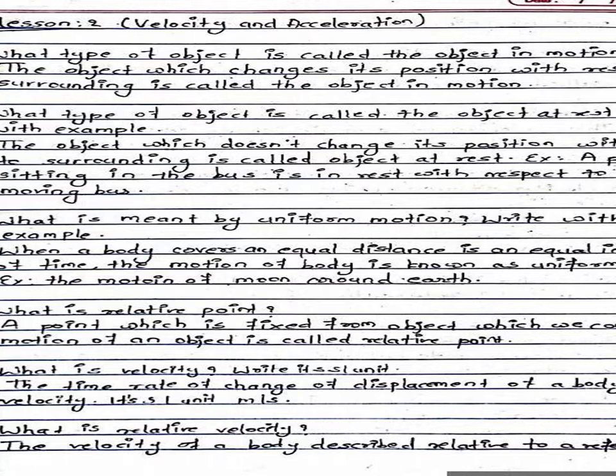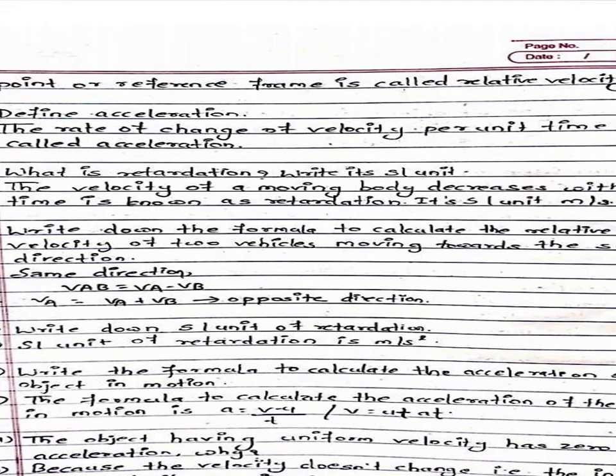What is relative velocity? Relative velocity is the velocity of a body described relative to a reference point, the reference point or reference frame, or simply the velocity of a body with respect to another body. It means if two people are moving, then one's velocity with respect to the other one. So this is relative velocity.